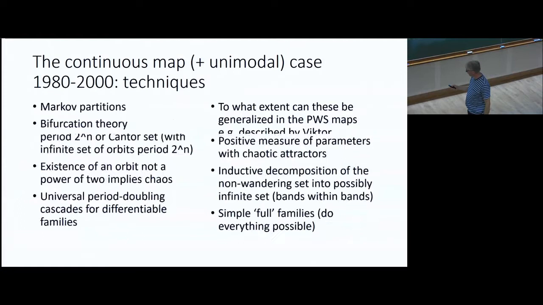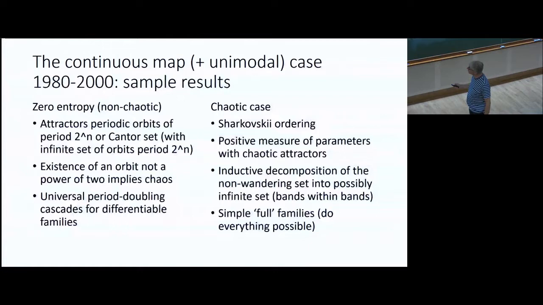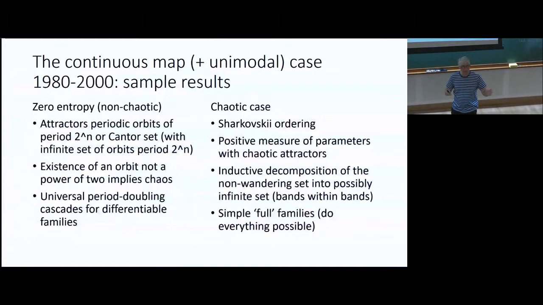Finally, full families have been used in various ways, but full families do everything possible. So there is a sense in which you can say, suppose that I have a unimodal map. Any unimodal map, it's got to be increasing, then decreasing, continuous, but no other constraint. What can it do? Now, there's a surprisingly easy answer, symbolically, of what it could do. So then you have a problem of what does happen.